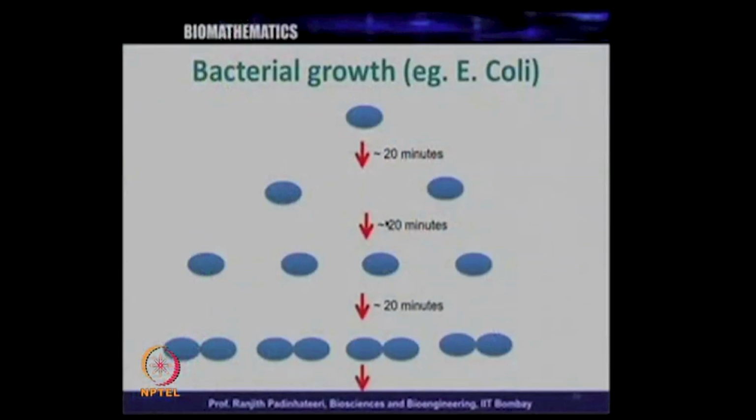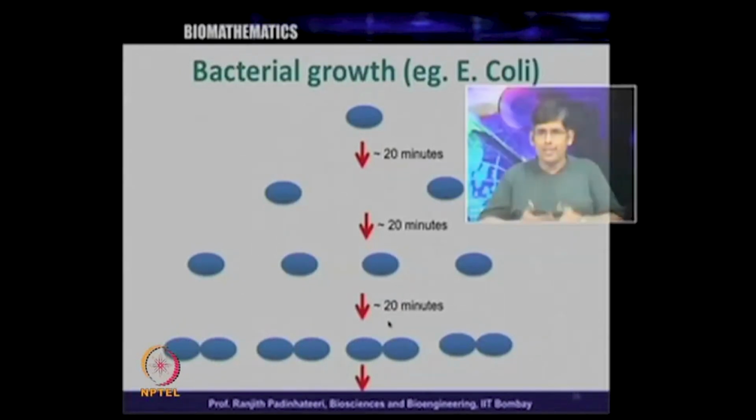So, we want to say bacterial growth. The example is E. coli. When you have E. coli, you start with, let us say, one cell, it divides into 2 in about 20 minutes. That is a typical time with which bacteria divide, and it again divides into 2, each of them divides into 2, so again 4, they again divide, each of them again to 2, so 8 and so on and so forth. So, they divide 2, 4, 8, 16, 32.